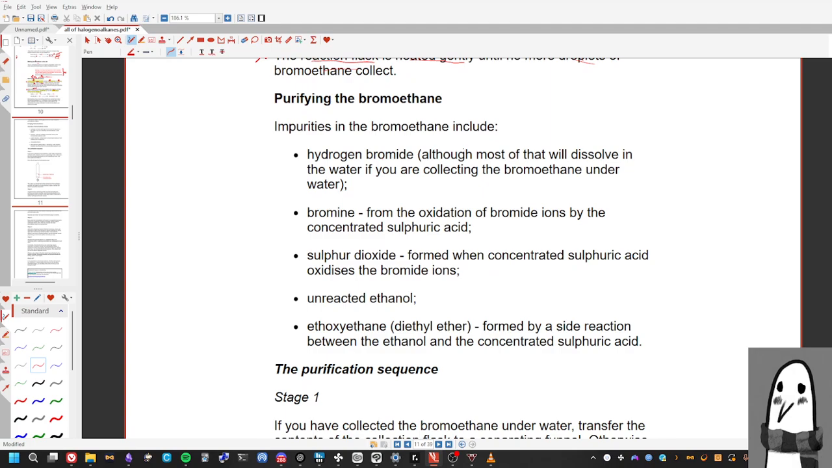So hydrogen bromide, although most of it will dissolve in the water if you're collecting the bromoethane underwater, you're still collecting some along with the bromoethane.